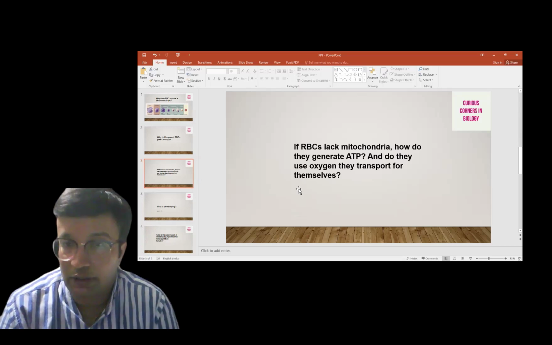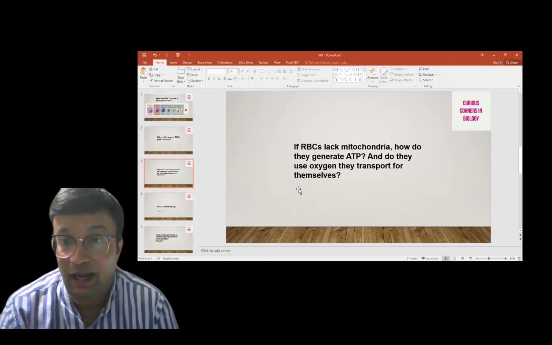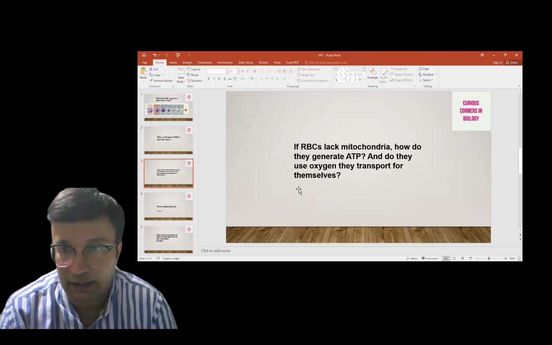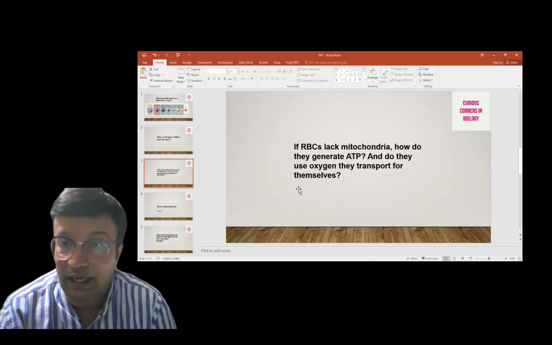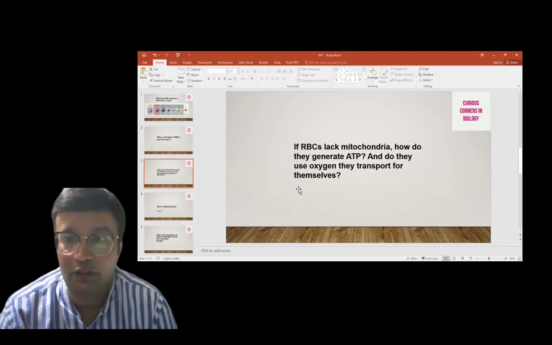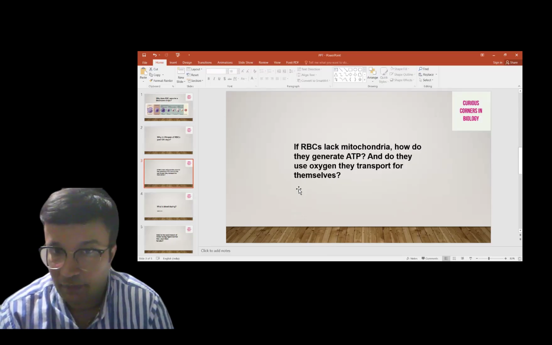So, of course, the answer to the first question is that RBCs will respire anaerobically. That means glucose is broken down by glycolysis into pyruvate, and then pyruvate is converted into lactic acid by fermentation. So this results in production of 2 ATP by the route of anaerobic respiration. So, yes, ATP is produced by anaerobic respiration.